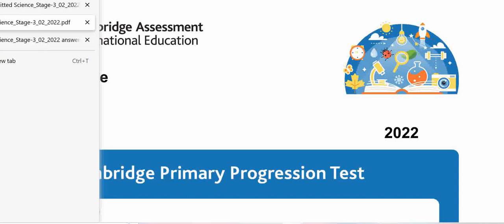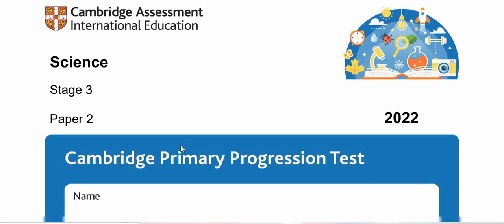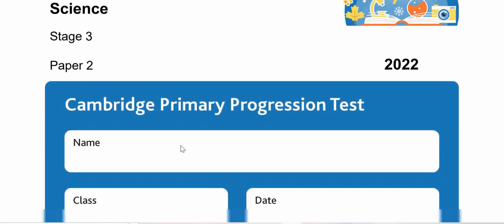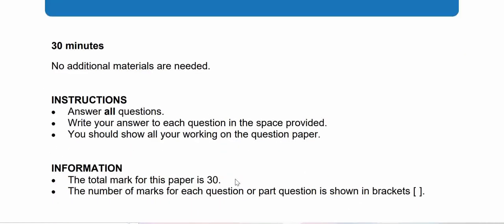Today we are going to discuss Cambridge Assessment International Education, Science Stage 3 Paper 2 from 2022. This is part of the Cambridge Primary Progression Test, and the total duration is 30 minutes, total mark is 30.